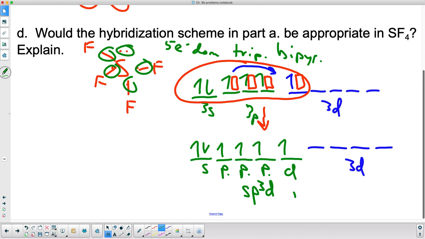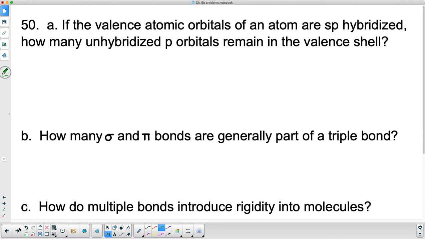Okay, so this is not the same. Definitely not the same. And that's part 2 of 9B problems.